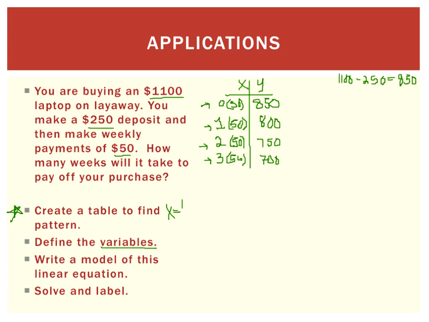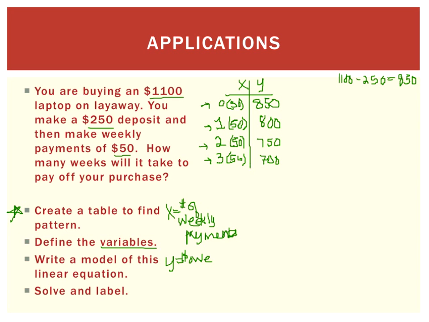Yeah, X is the number of payments, okay? We can even say the number of weekly payments. And then Y is going to be what I still owe, right? The amount of money that I still owe on my purchase.